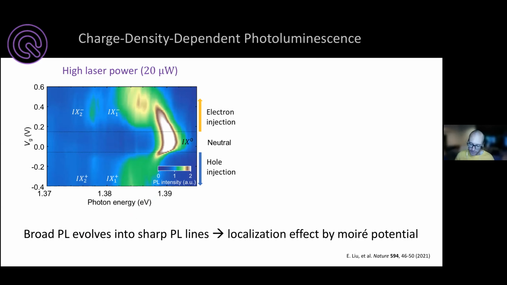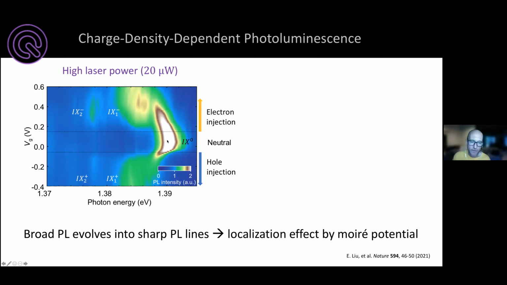And in this first plot, what we show is that, under what I wouldn't say high laser power really, but a moderate laser power, we measure the photoluminescence as a function of gate voltage and photon energy. And we start as a reference just looking at this interlayer exciton emission. So it's this very, very bright emission.